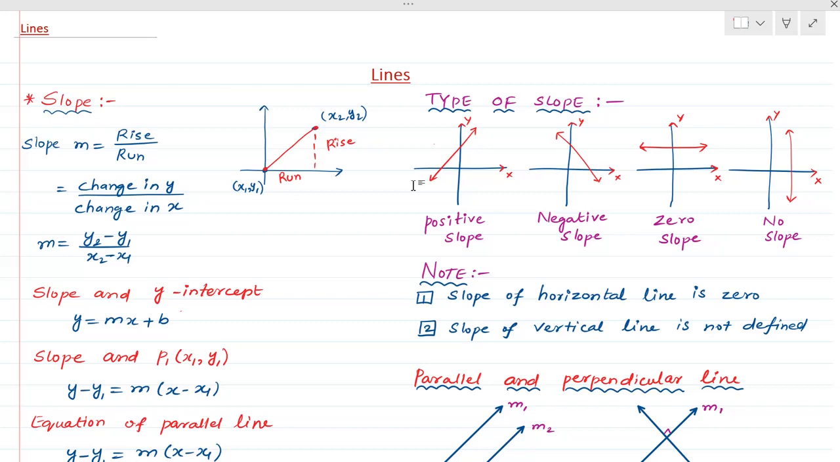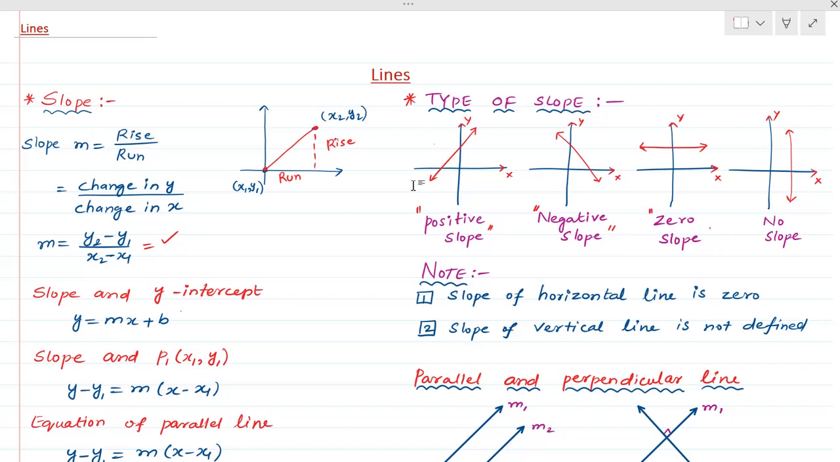So what do you mean by slope? The slope is the slanting position of a line. We have different types of slope. What are they? The first one is a positive slope. It is going upward. That's why it is a positive slope. The m value you will get will be positive. Here the line is going downward, therefore it has a negative slope. The m value will be negative.